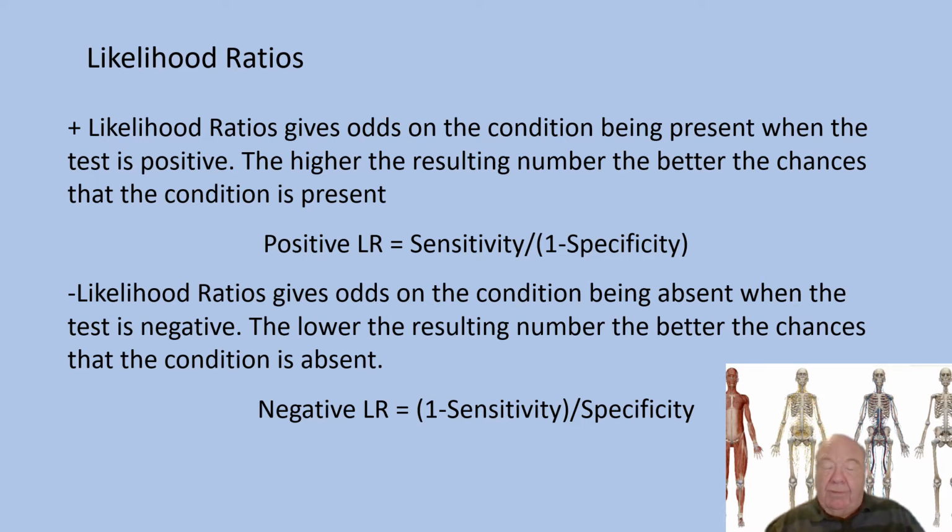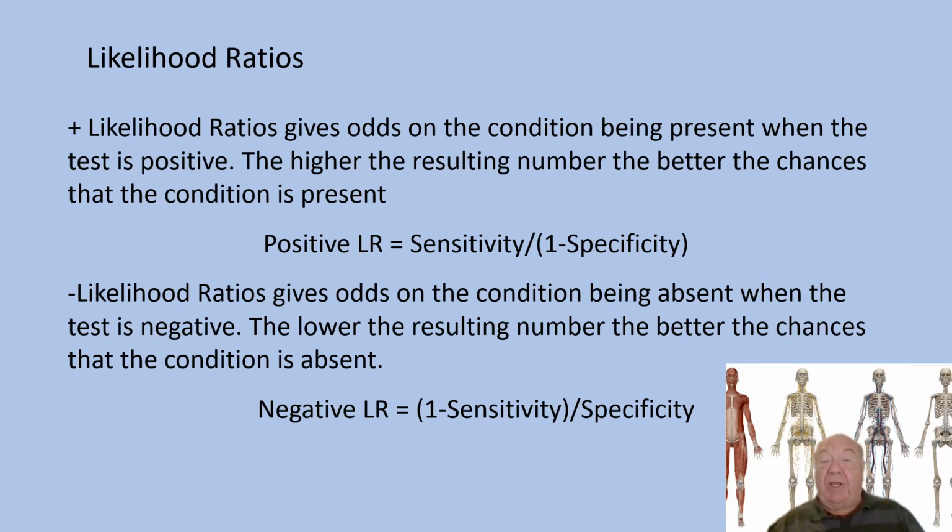So the higher the likelihood ratio, the better the test is, in as much as it's much more likely the condition is present when you have a high number rather than a low number. Now, as I say, these are odds ratios, so the number can go anywhere from 0 to infinity. So you can have some very, very high likelihood ratios, which indicate extremely good tests.